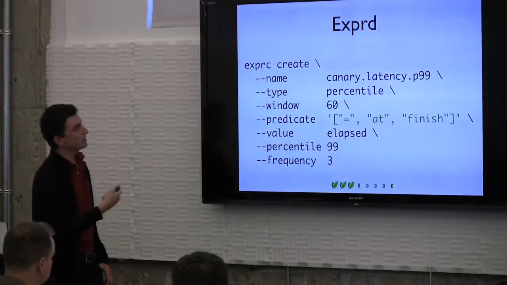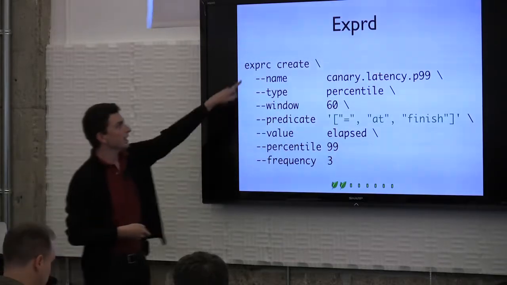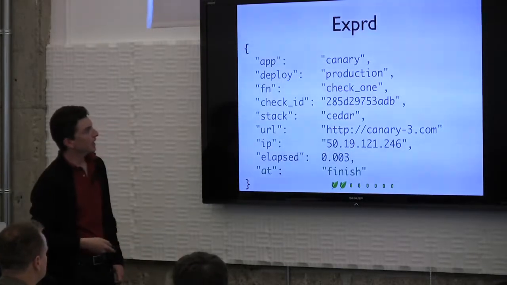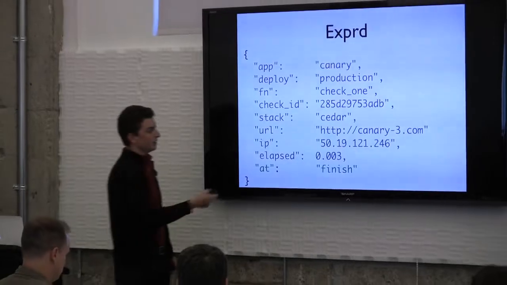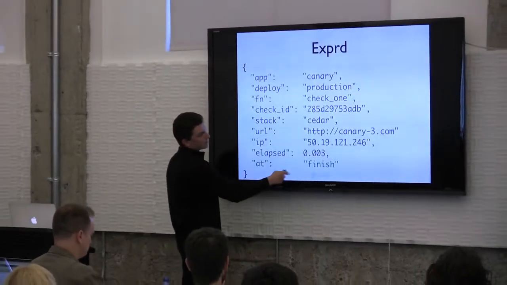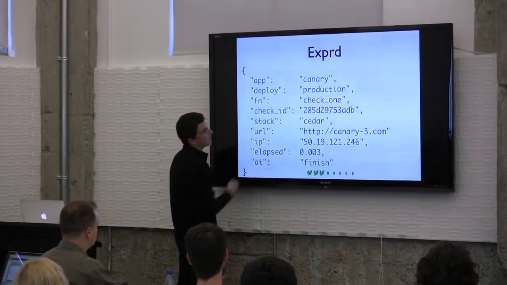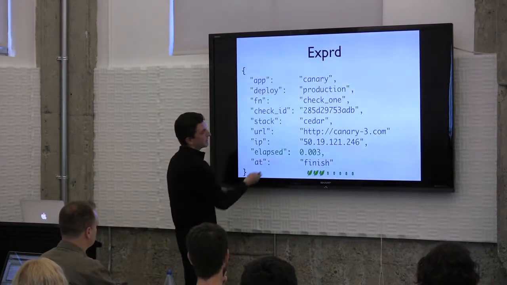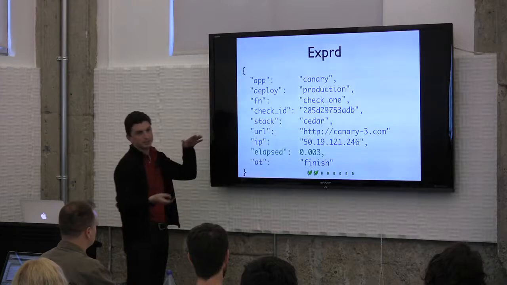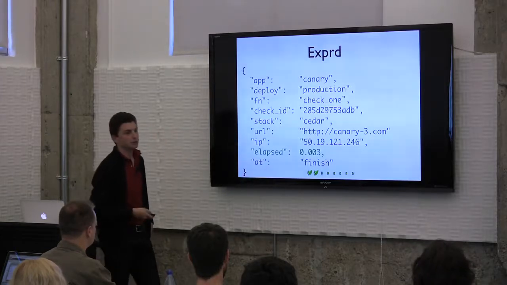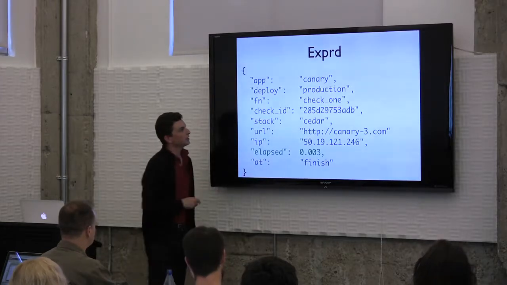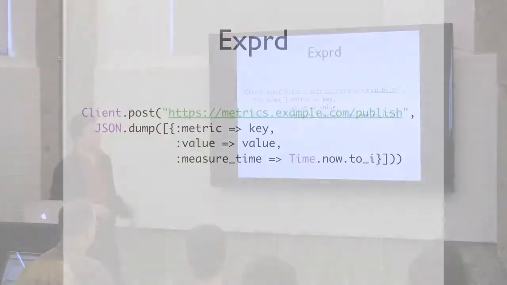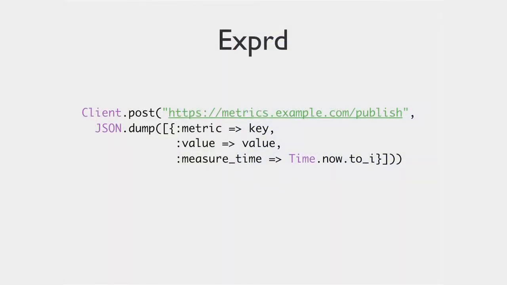So when ExpressionD receives that request from the client, ExpressionC, it will look at all the events that come in, look for those that match the pattern we specified, which is successful requests, pull out the value that we specified, which was the elapsed time, and then over that window of 60 seconds, compute whatever the aggregation was we specified, in this case, the 99th percentile. And this guy will just post back to that backstop app we saw earlier, and eventually it will end up in Graphite.